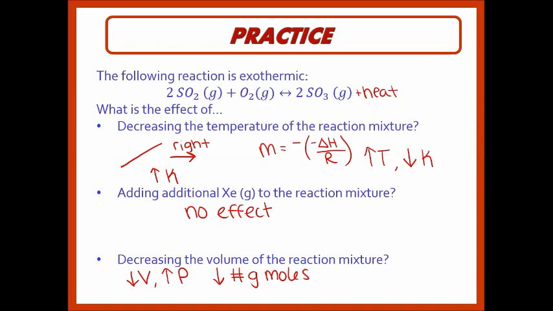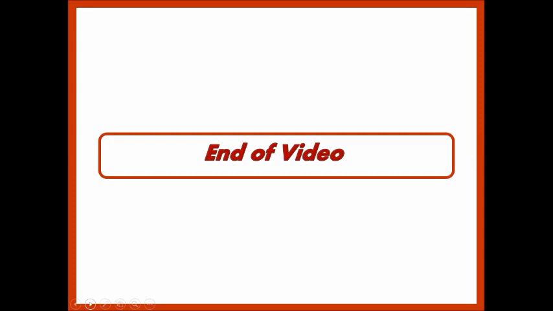So if we look at the reaction, our reactants have 3 gas moles. We have 2 coming from SO2 gas and 1 coming from O2 gas, whereas our product has 2 gas moles. Therefore, we're going to shift towards our products, and the reaction is going to shift to the right in order to regain equilibrium. So overall in this video, we've learned how a system at chemical equilibrium will regain equilibrium due to disturbances in concentration, volume and pressure, and temperature due to Le Chatelier's principle.